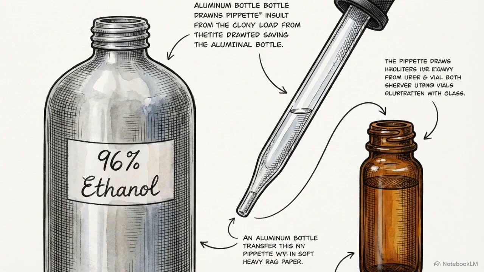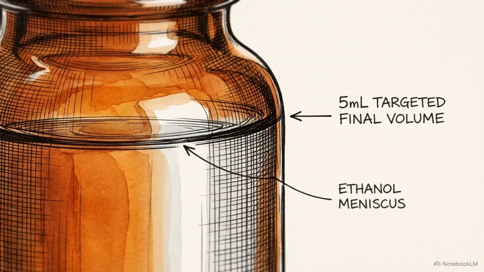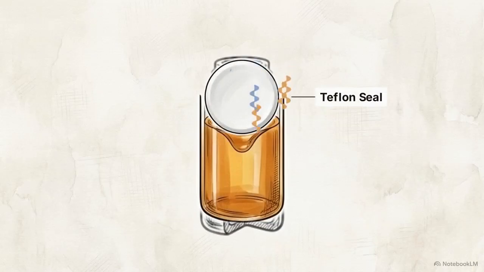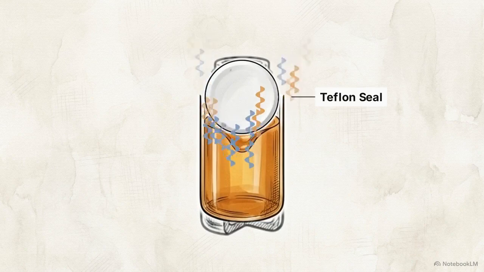Once all your aromatic compounds are weighed, add your carrier solvent, usually 96% ethanol or cosmetic-grade isopropyl myristate. Last, fill the vial to your final 5 milliliter target volume. Immediately seal the container tightly with a Teflon-lined cap. This prevents the highly volatile top notes from evaporating into the room.